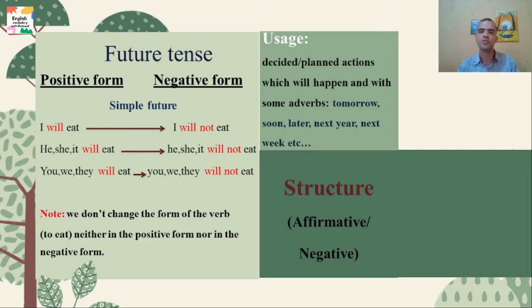So let's go now to the usage. We use the simple future with decided and planned actions which will happen, and with some adverbs. So decided plans and actions which will happen. It means actions that we decide to do in the future or we plan to make in the future. So these are what we call decided actions that will happen in the future. We will use, of course, examples to know more about decided and planned actions.